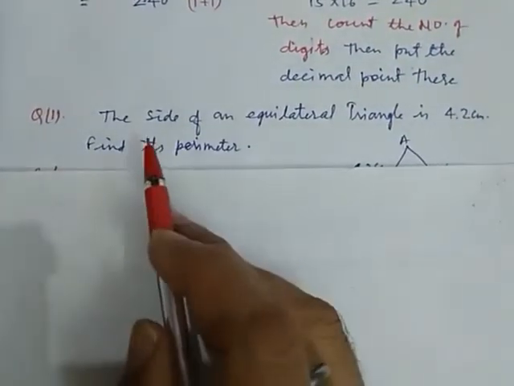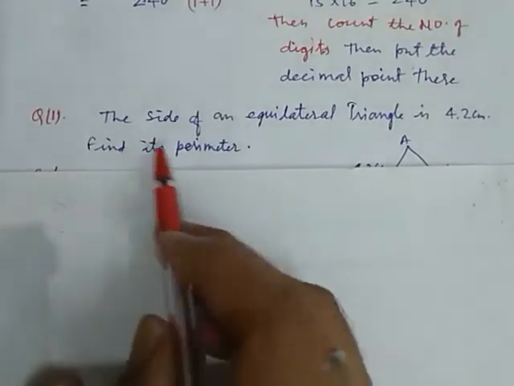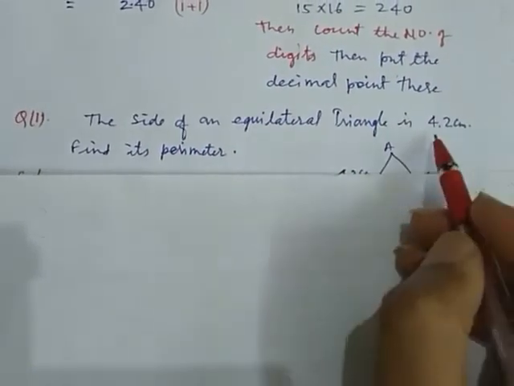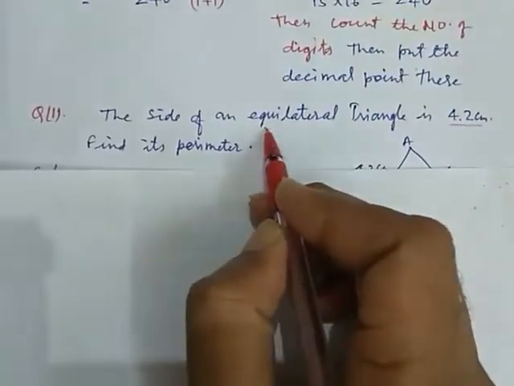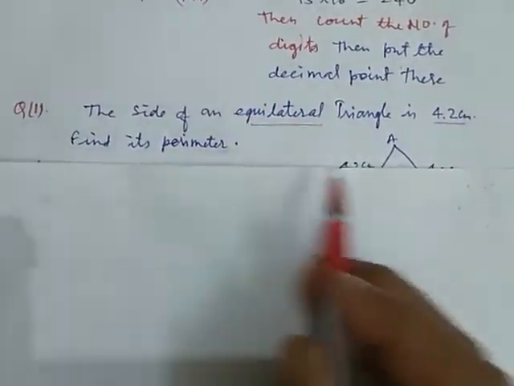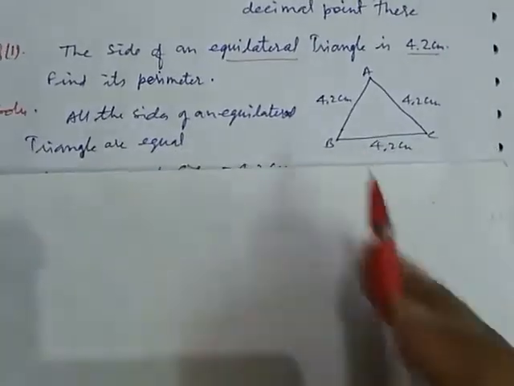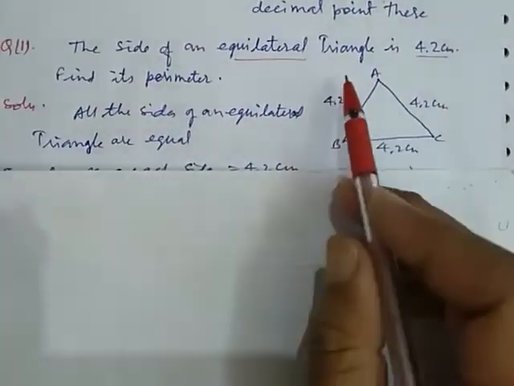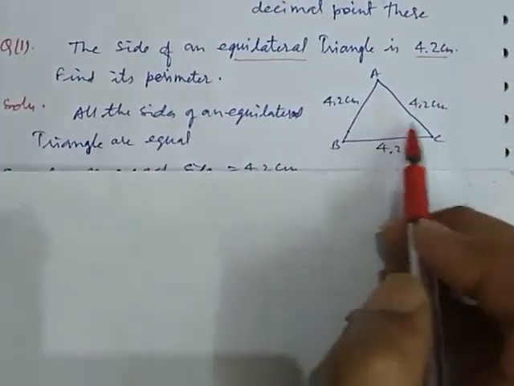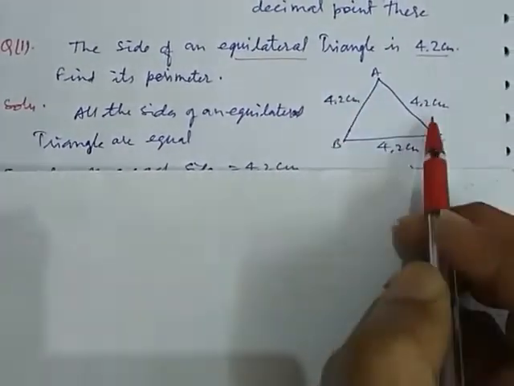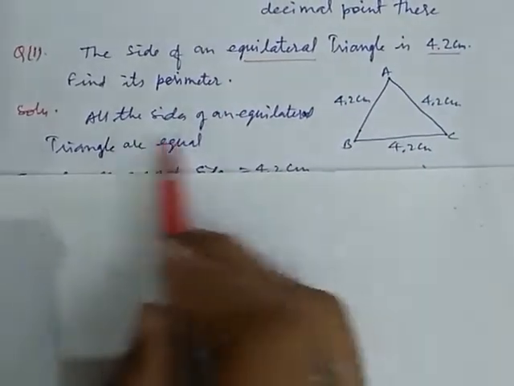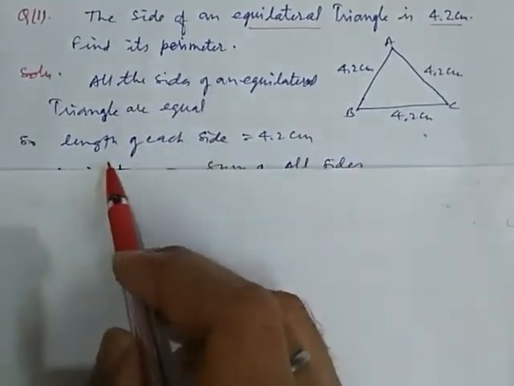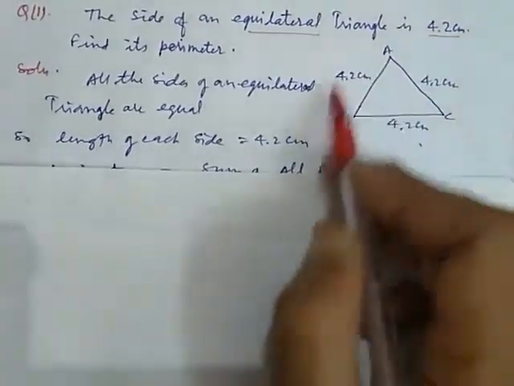Now we take a question to learn this. The side of an equilateral triangle is 4.2 centimeter. Find its perimeter. Here is our equilateral triangle, and all sides of an equilateral triangle are equal. All sides are equal, so the length of each side is 4.2 centimeter.